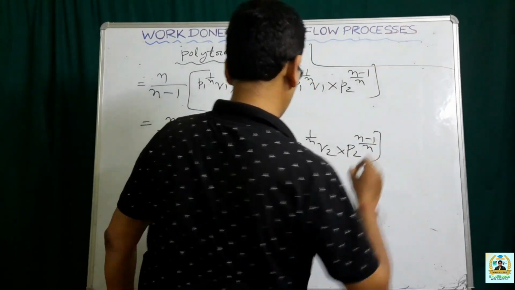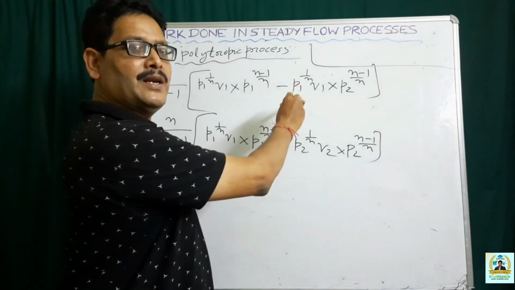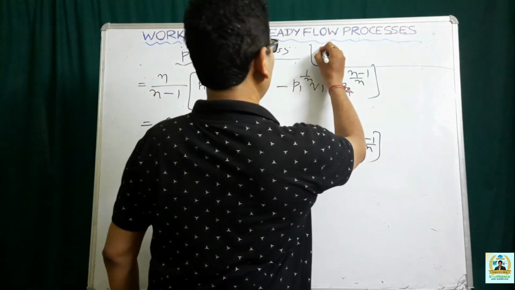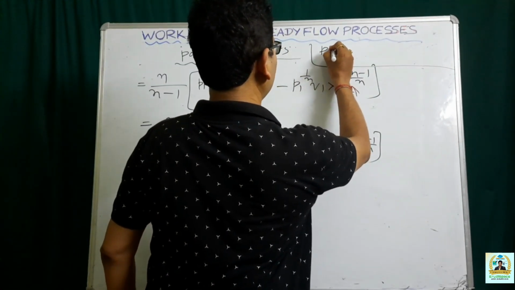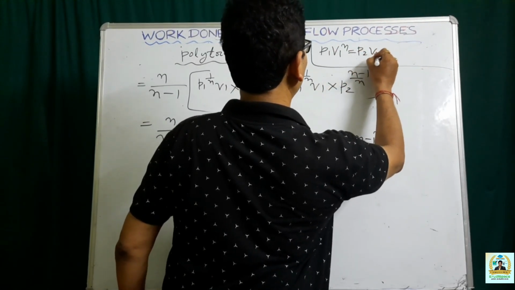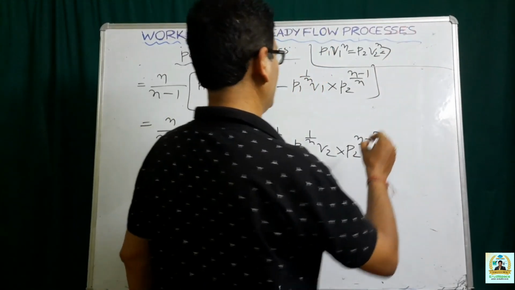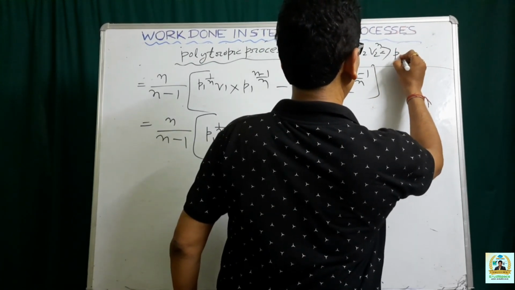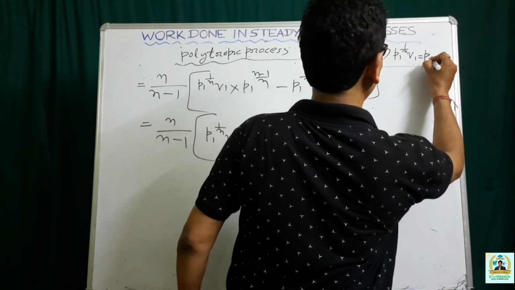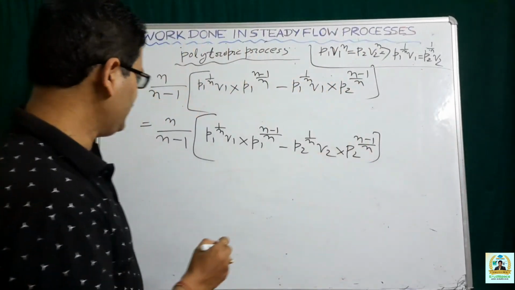So here what we have done, we have substituted P1 to the power 1 by n V1 by P2 to the power 1 by n V2, because all of us know that for a polytropic process P1 V1 to the power n is equal to P2 V2 to the power n. So this implies P1 to the power 1 by n V1 is equal to P2 to the power 1 by n V2. So that we have simply done.